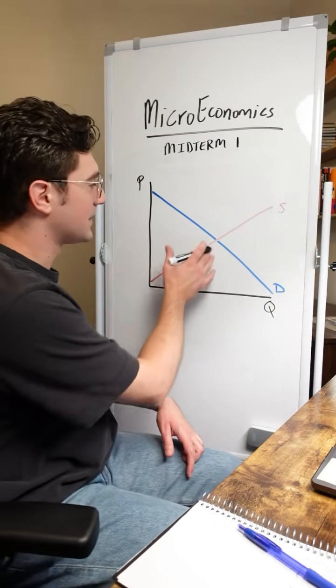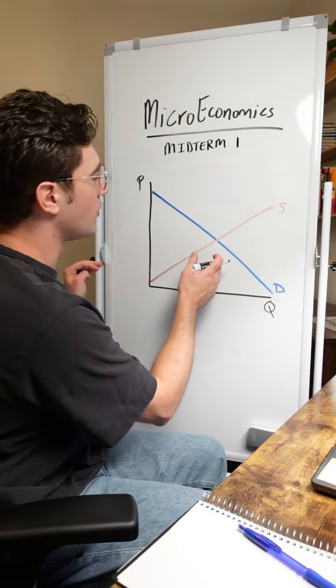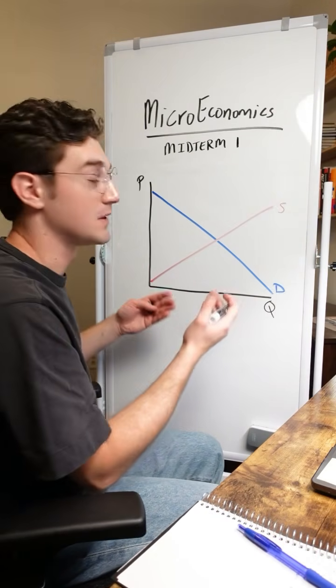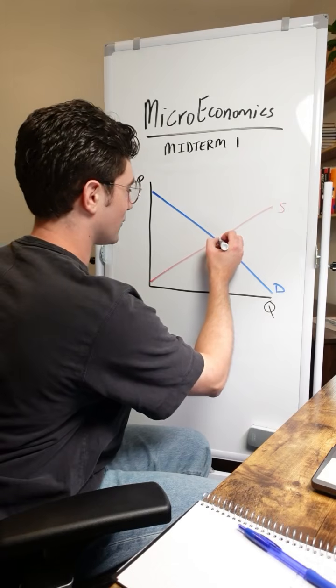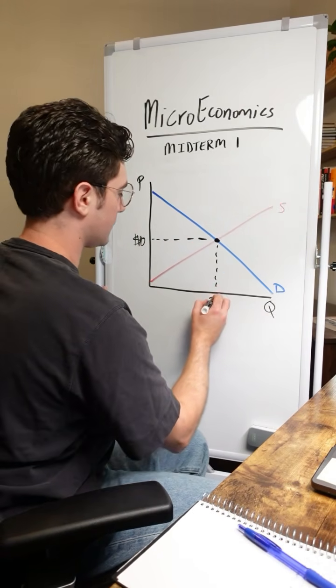All right, but besides the point, let's start with the easiest one here, graph. To find the equilibrium point on a graph, all you gotta do is find the intersection point of the current supply and demand curves. And that just occurs right here. We'll see at this price of $10 and this quantity of 20 units.